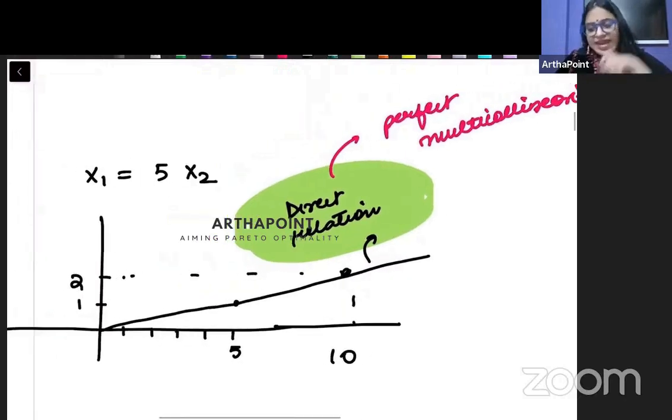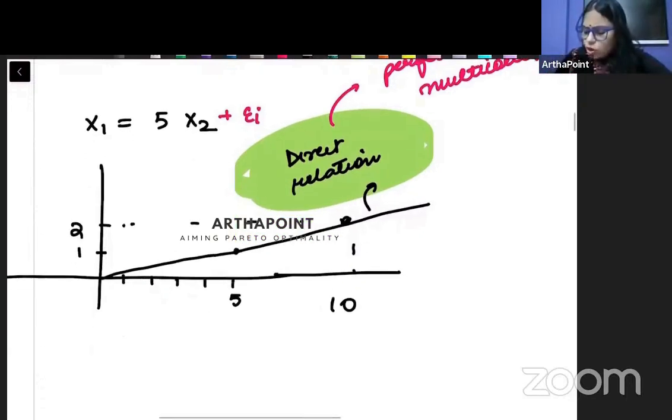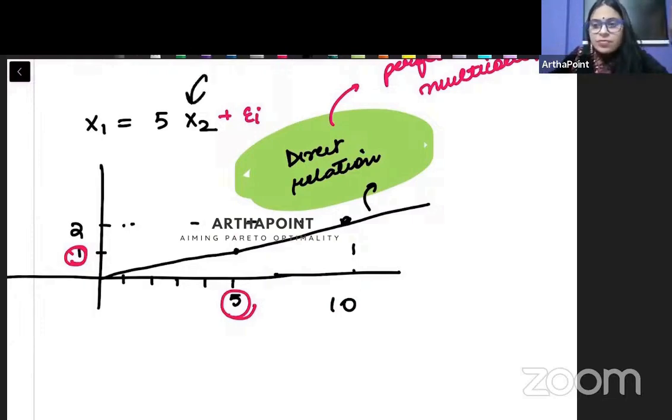हमने बोला x1 is 5x2 plus some term. I don't know what this term is. कभी पॉजिटिव होगा कभी नेगेटिव होगा. It will be some term. माने it will be not exactly when x2 is 1, x1 5 नहीं होगा. 5 से ऊपर भी हो सकता है नीचे भी हो सकता है. Are you getting it? When x2 will be 1, x1 will not be 5.